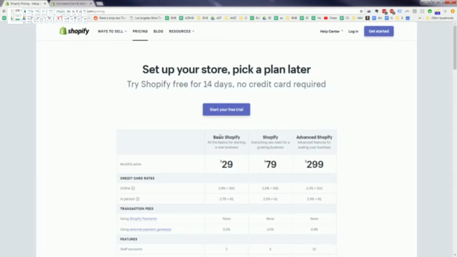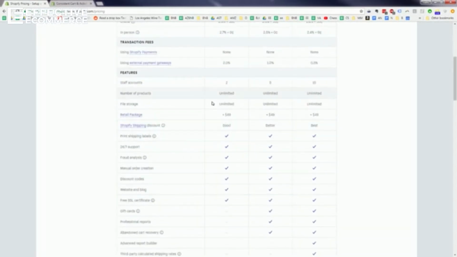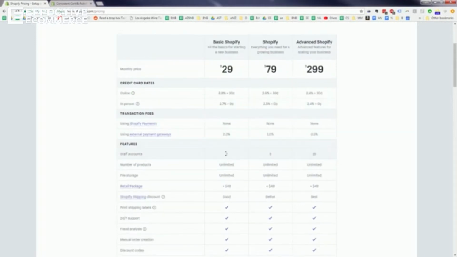So there's basic Shopify, Shopify, and advanced Shopify. One of the questions I get all the time is which plan should I pick? The difference obviously here is the price, but there's some other things too, like different credit card rates. You can see different in-person rates as well, though most people probably aren't going to take advantage of that. The next thing is the number of staff accounts, which probably doesn't matter too much to most people. So this isn't a feature we'll really look at too much.